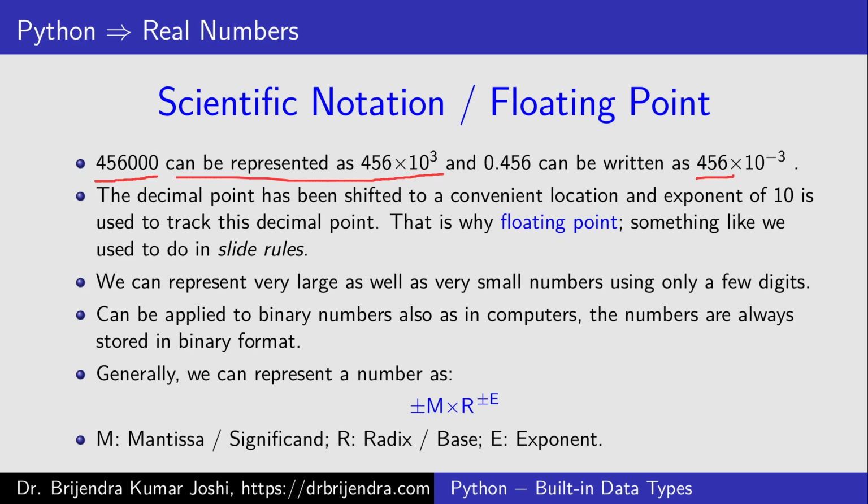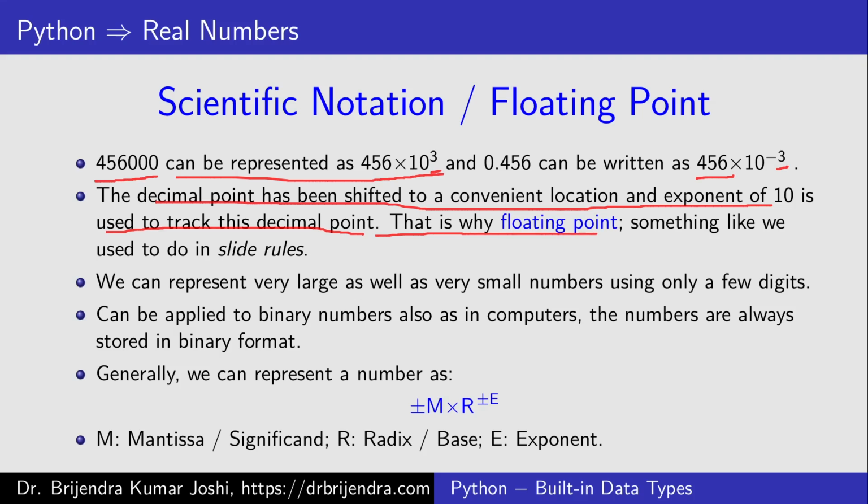What has been done here? The decimal point has been shifted to a convenient location. And the exponent of 10, which is minus 3 here and plus 3 here, and the location are used to track this decimal point. And that is why it is called floating point.